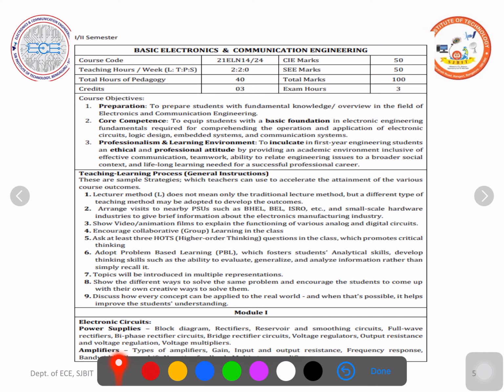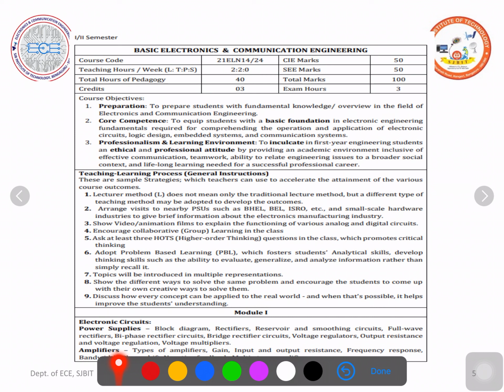And to inculcate in first year engineering students an ethical and professional attitude by providing an academic environment inclusive of effective communication, teamwork, ability to relate engineering issues to broader social context and lifelong learning needed for a successful professional career. You can go through the teaching and learning process. There are a few general instructions.